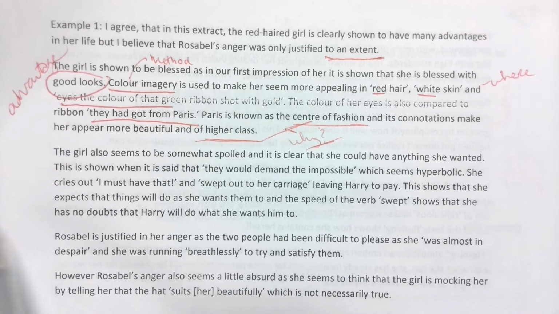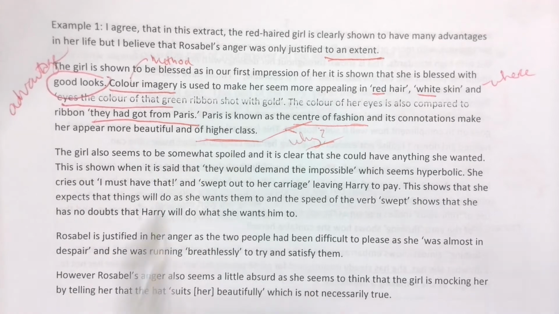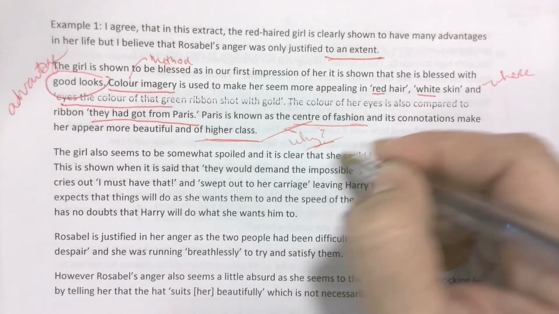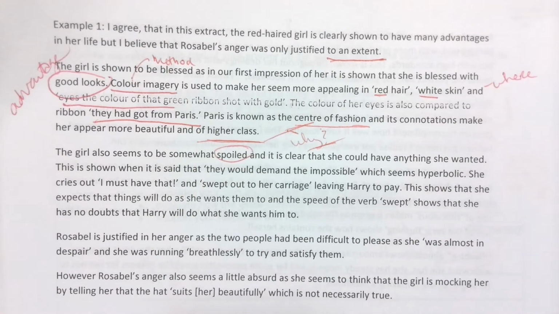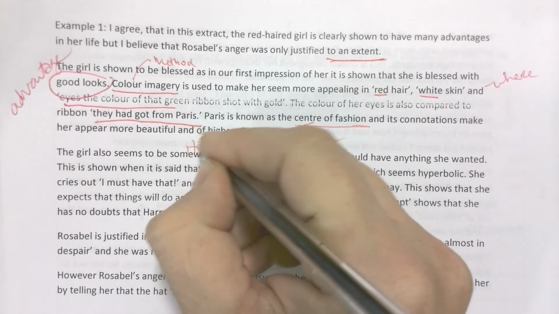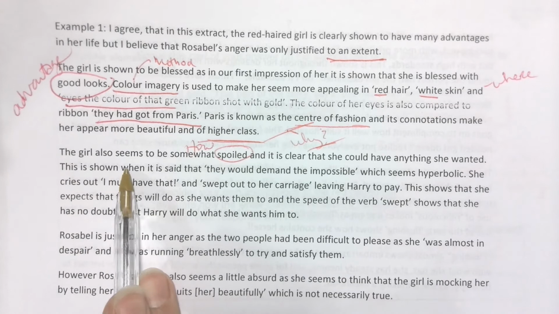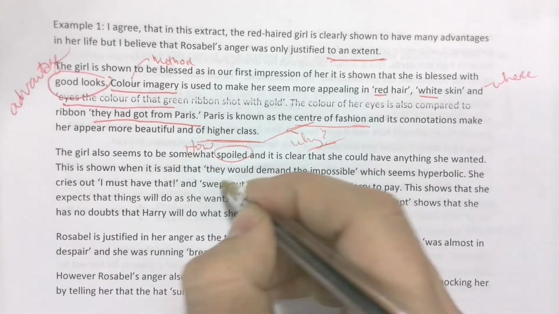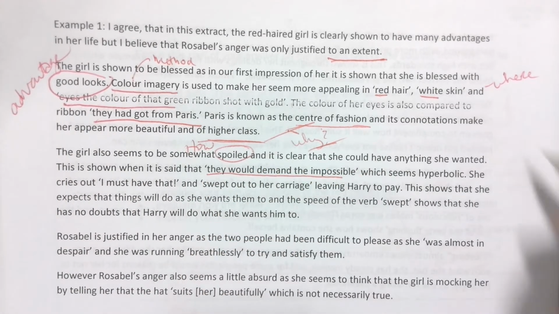But let's keep going. It says the girl also seems to be somewhat spoiled, and it is clear that she could have anything she wanted. So we've got our how, right? She's spoiled. It says this is shown when it is said that they would demand the impossible. So there's our where, which seems hyperbolic.